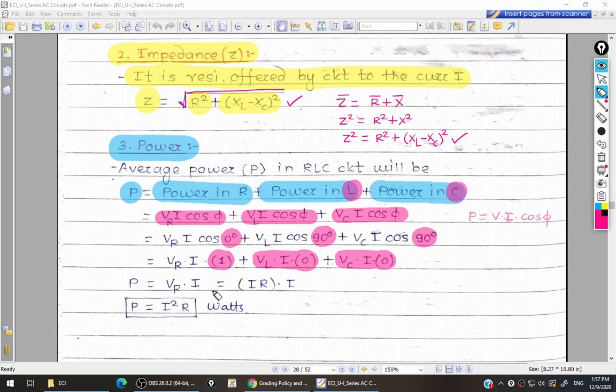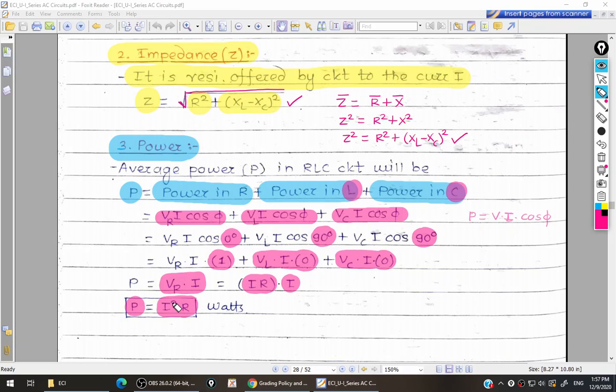So VR into I into 1. So what are you getting? Your total power consumption is VR into I. And according to Ohm's law, what is VR? I into R. So multiplied by I, what are you getting? I square R. So this is nothing but the power consumption in the RLC circuit, and it consists of only the resistance term. So what does this indicate? Although we are having three different parameters R, L and C, the power is consumed only in resistance. Inductor and capacitor will not consume any amount of power. Why? Because they are energy storing elements. They are not power consuming elements, they are power storing elements.